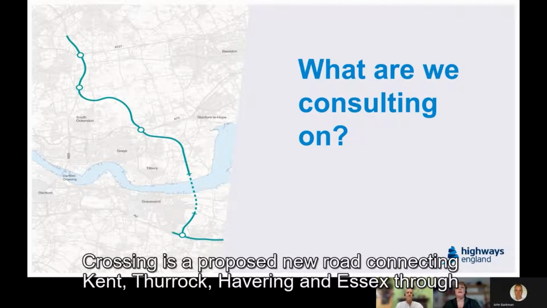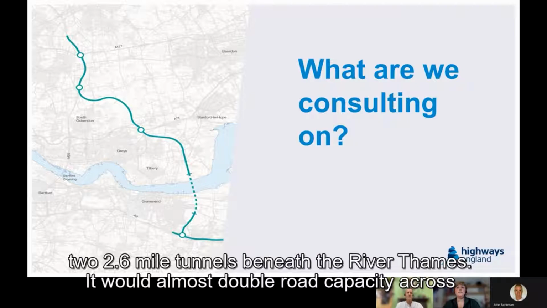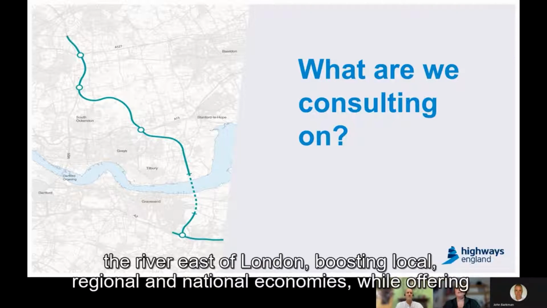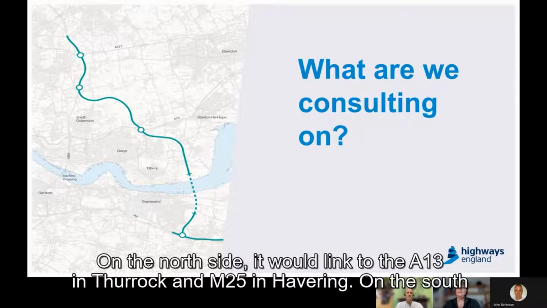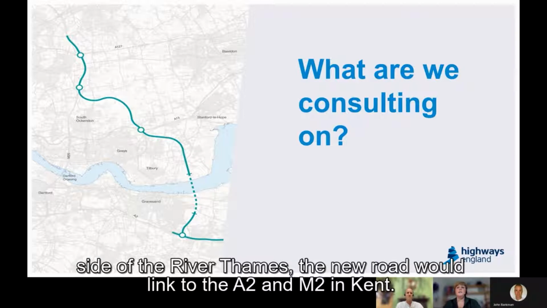Just to recap on that video, the Lower Thames Crossing is a proposed new road connecting Kent, Thurrock, Havering and Essex through two 2.6-mile tunnels beneath the River Thames. It would almost double road capacity across the river east of London, boosting local, regional and national economies while offering new connections, better journeys and fewer delays. On the north side, it would link to the A13 in Thurrock and the M25 in Havering. On the south side of the River Thames, the new road would link to the A2 and M2 in Kent.